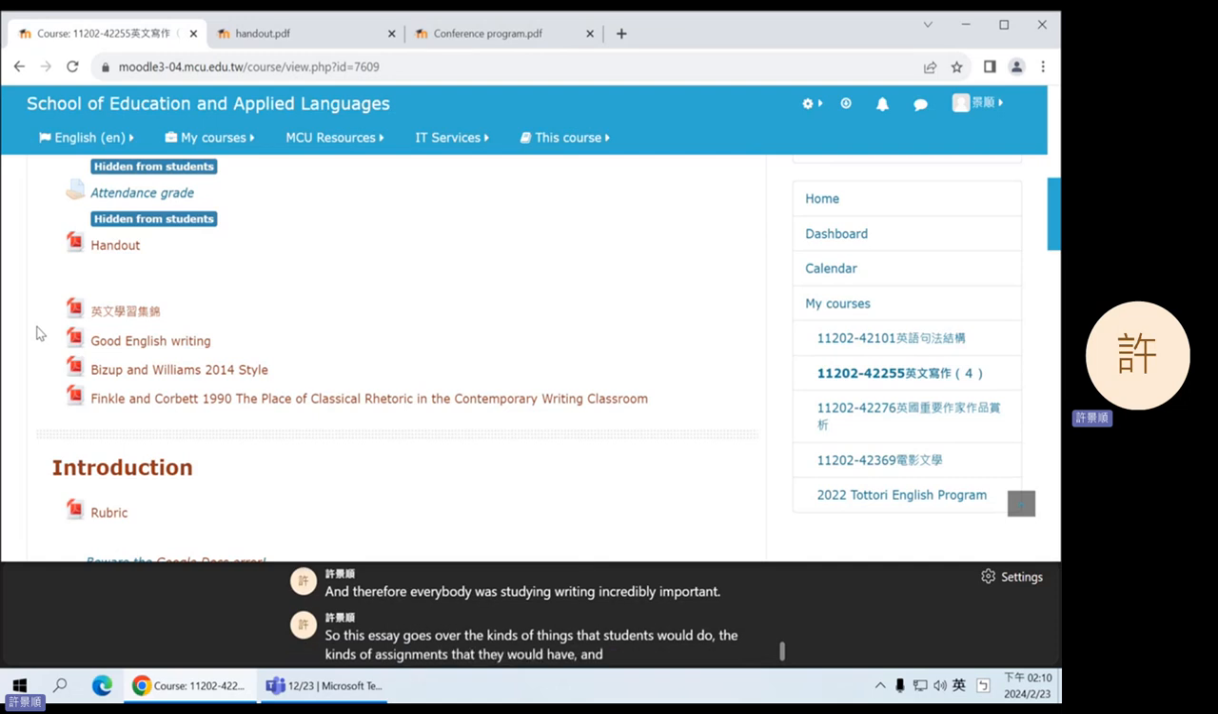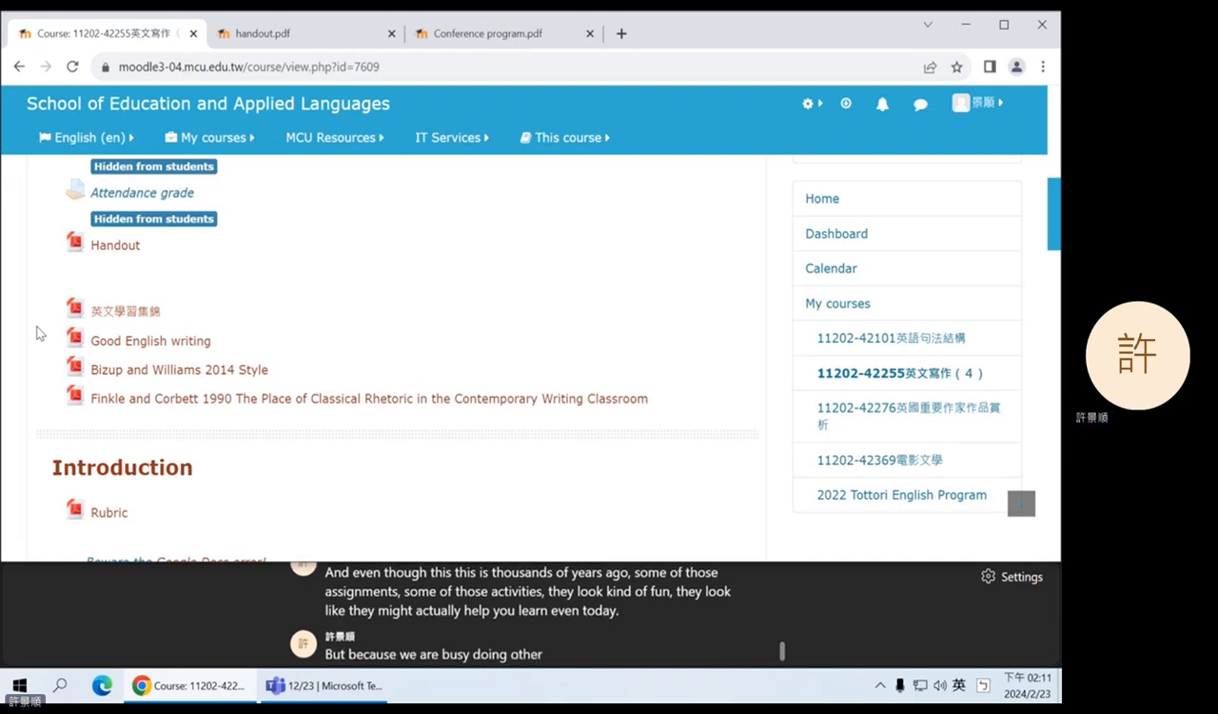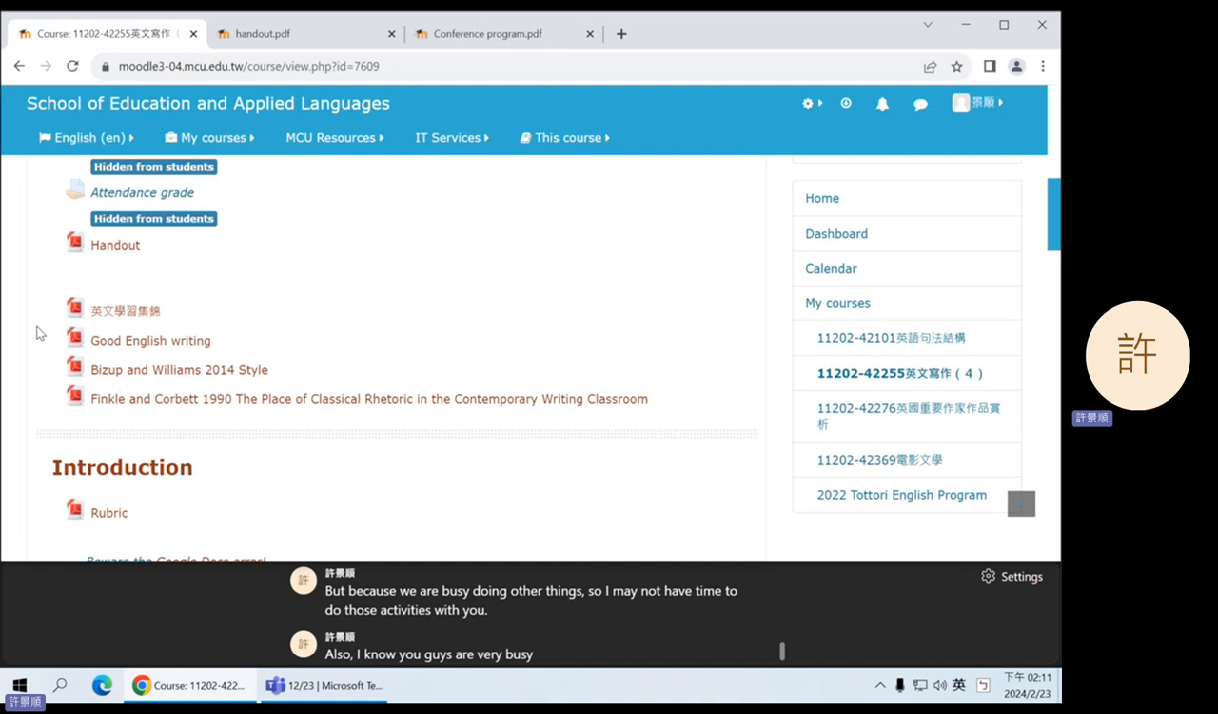And even though this is thousands of years ago, some of those assignments, some of those activities, look kind of fun. They look like they might actually help you learn even today. But because we are busy doing other things, I may not have time to do those activities with you. Also, I know you guys are very busy. What are you, taking 21, 24, 28 credits? You don't have time to do this stuff, but if you want to, it's here. You can try it. Anything you write, you can bring to me and we can talk about it.